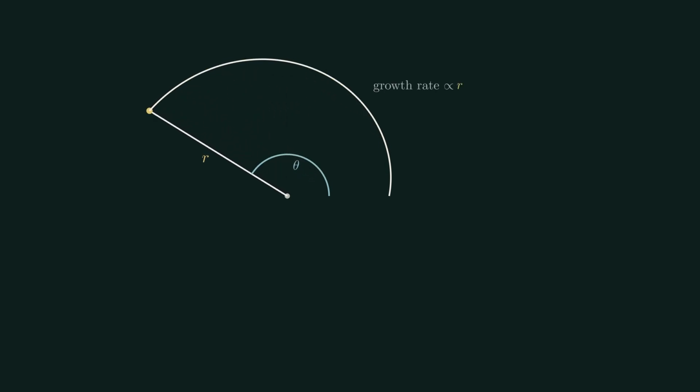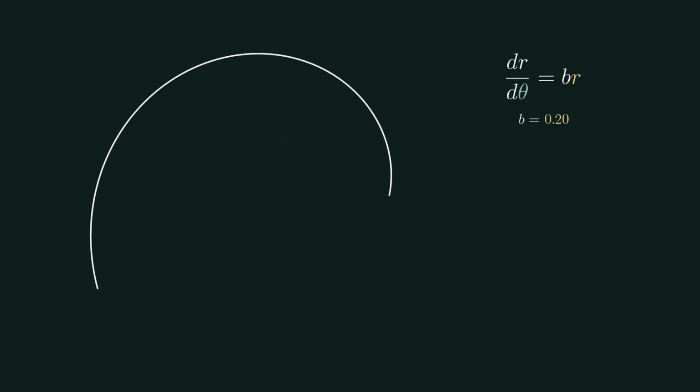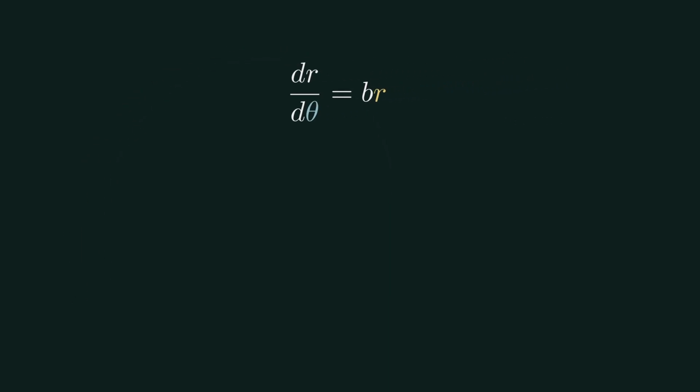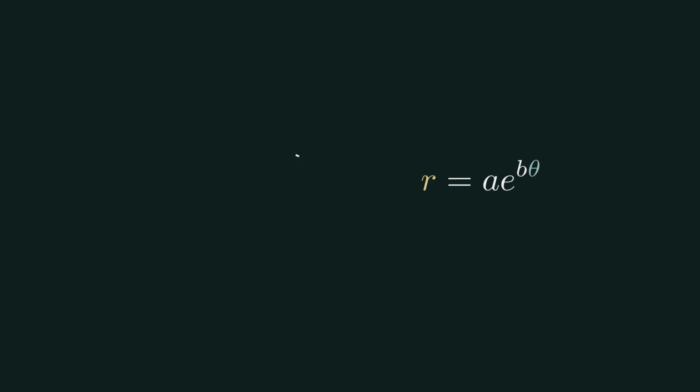To understand this curve, let's begin with the simple growth rule. As the angle changes, suppose the radius grows at a rate proportional to its current size. dr over d theta is equal to b r. Here, r is the radius, theta is the angle, and b controls how tightly the spiral winds. Solving this equation gives r is equal to a times e to the b theta. This is the equation of a logarithmic spiral.